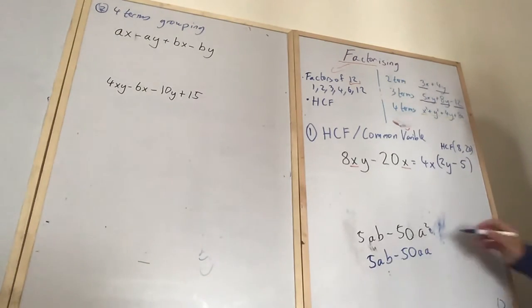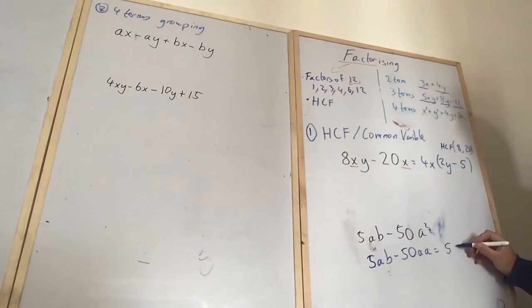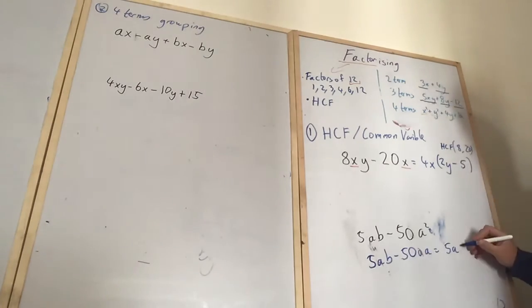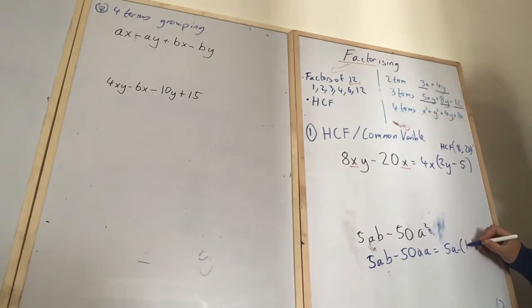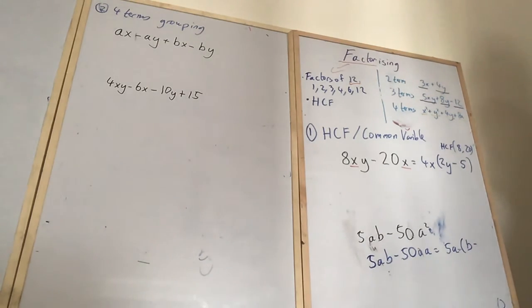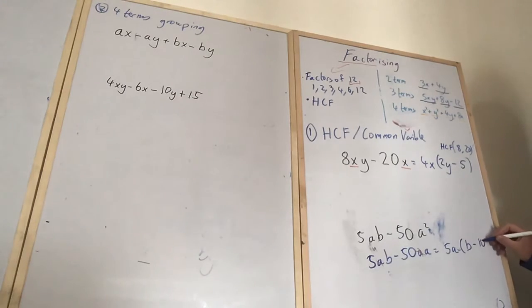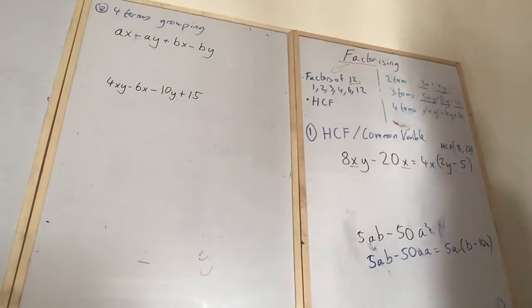Okay, so when we take out our common 5, we also notice we have an a left over, so we can cancel the a, and the first term, 5ab and 5a, the only thing left over is b, and 5a divides into minus 50a squared, minus 50 into 10 is minus 10, and you're left with an a that is left over. Okay, that's the first method of factorizing.